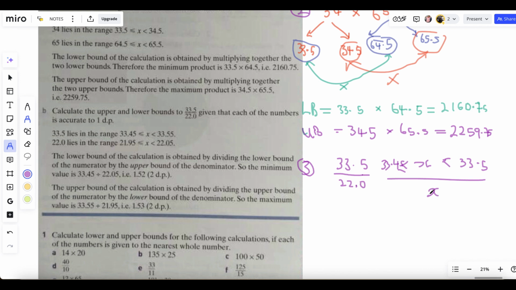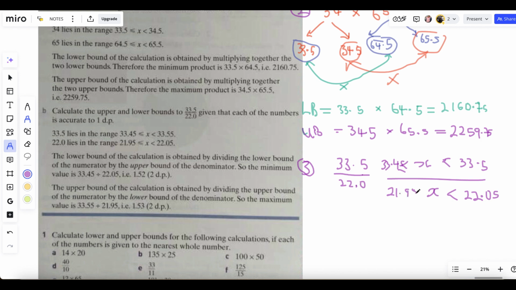Then what is the upper bound of 22.0? Not just 22, it's not a whole number. 22.0 is one decimal place. So you add 0.05 to get the upper bound. So you always say it's lesser than that number. It will be 22.05 as the upper bound. And then for the lower bound, you subtract 0.05 away from 22.0, you get 21.95.